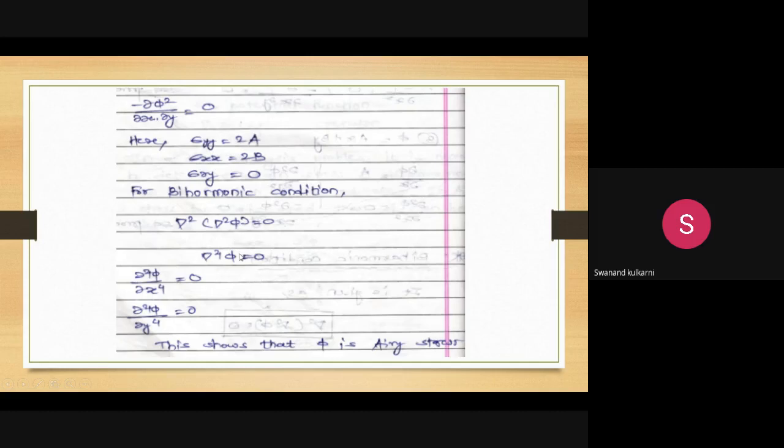What is del raised to 4 phi? Del raised to 4 phi is dou raised to 4 phi upon dou x4 plus dou raised to 4 phi upon dou y4 plus 2 times dou raised to 4 phi upon dou x2 dou y2. So let us check here.